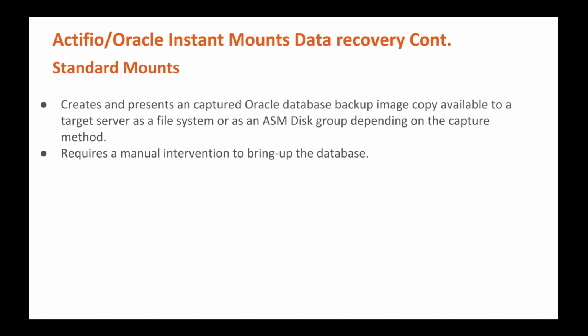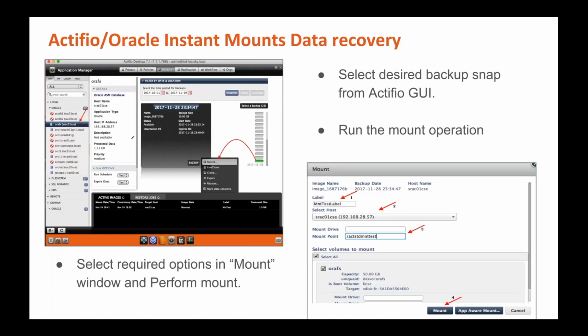What is the use of this? Why do you need manual intervention? Okay, let's see the screen. You select the image out of all backup copies and do the mount operation, and a mount screen appears. You just need to enter a couple of values like a label, which is text, the host on which you want to mount this image, and the mount point on the target host, which is optional. If you don't pass a mount point, Actifio will create a default mount point. You don't need to worry about it.